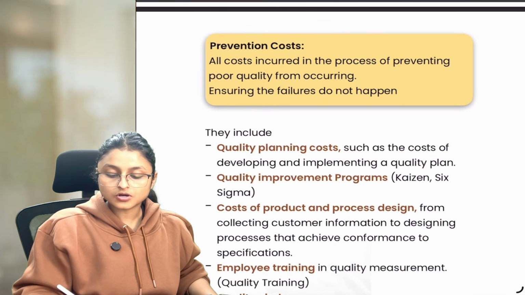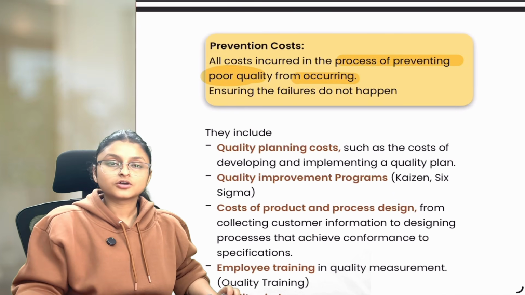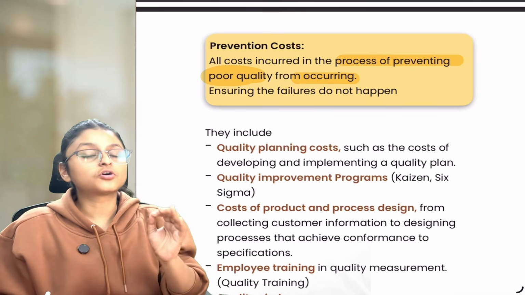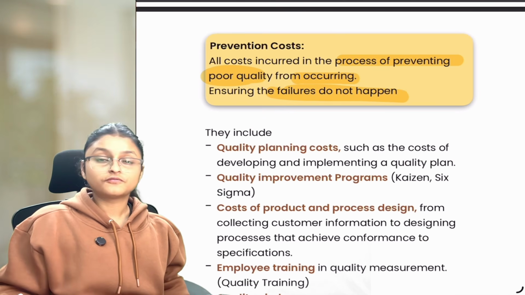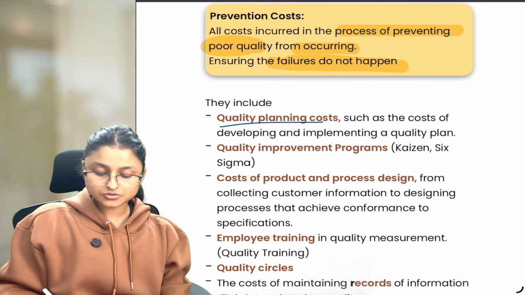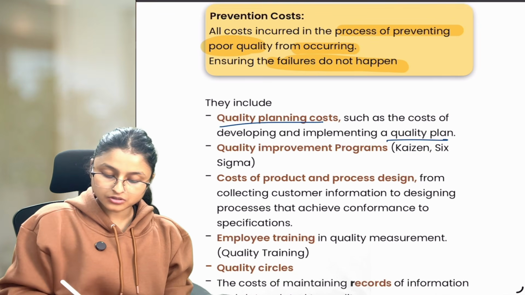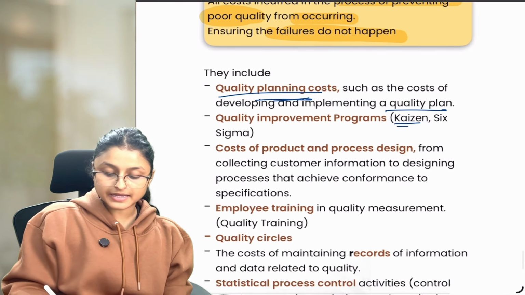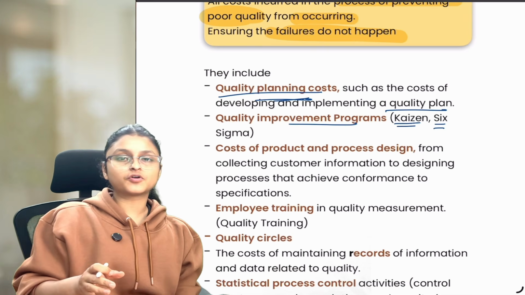Prevention cost: all costs incurred in the process of preventing poor quality from occurring. We are following some steps so that we can ensure that our product is not of poor quality. It ensures the failures do not happen. For this, what all costs will we incur? The first one is quality planning cost. We need to develop some plans related to quality and implement them. For that, some costs will also be incurred. We might use some quality improvement programs like Kaizen and Six Sigma techniques. If you are implementing these, you need some experts for the same.